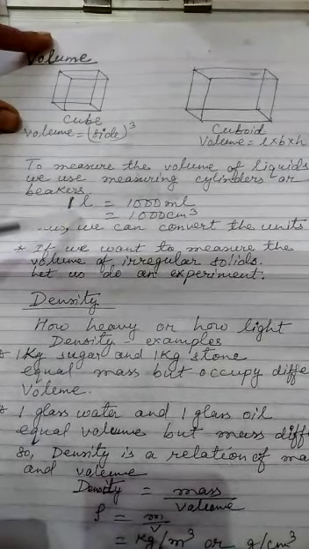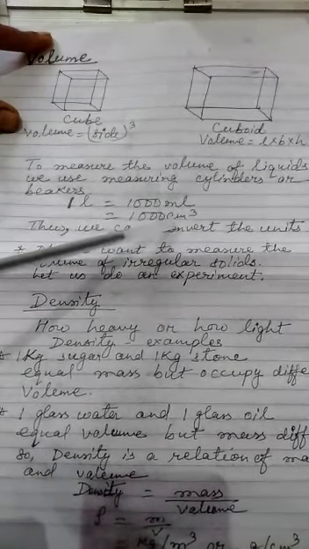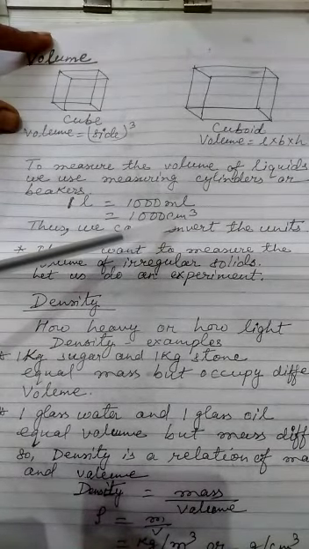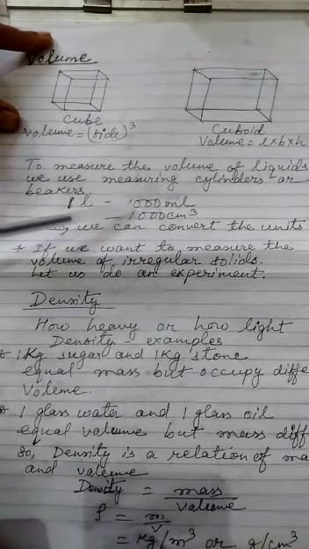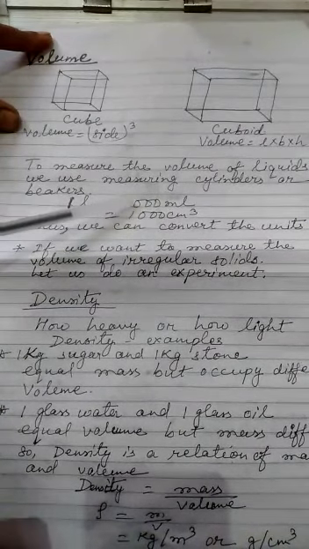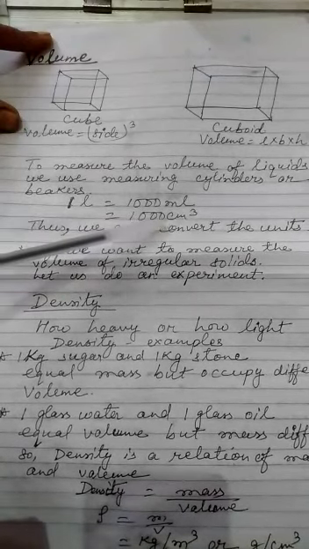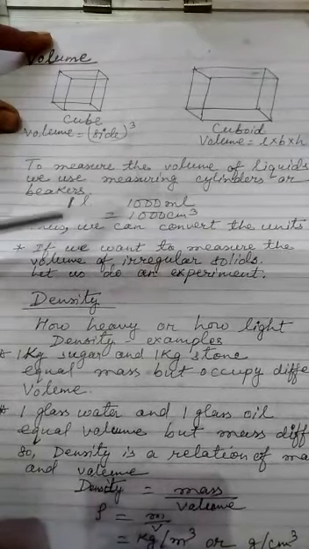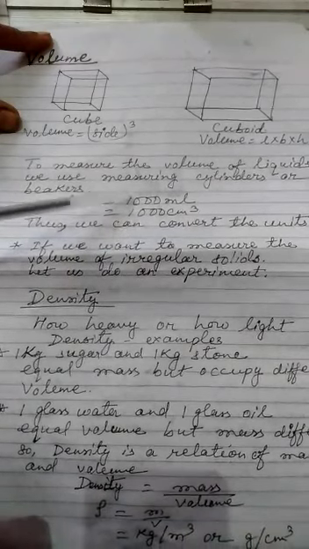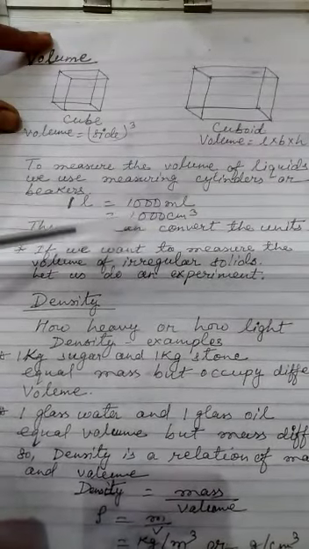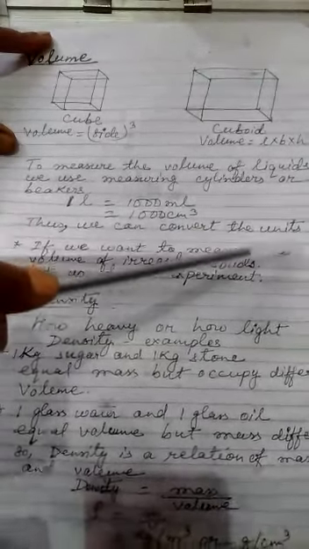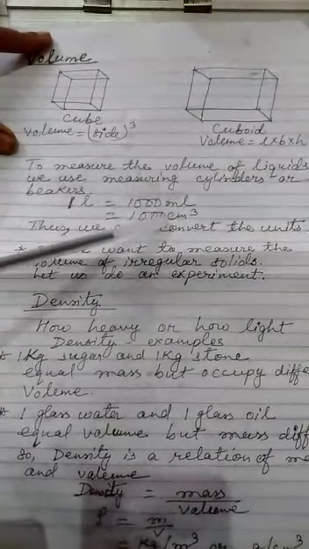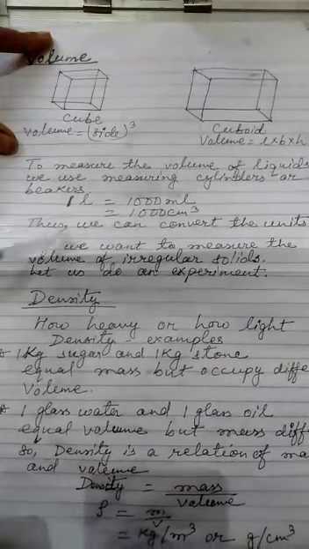We can convert liters and milliliters in terms of centimeter cube and meter cube as well. Like 1 liter is equal to 1000 milliliter. And 1000 milliliter is equal to 1000 centimeter cube. In other terms, we can also say that 1 milliliter is equal to 1 centimeter cube. Thus, we can convert the units from centimeter cube or meter cube to milliliter and liters.